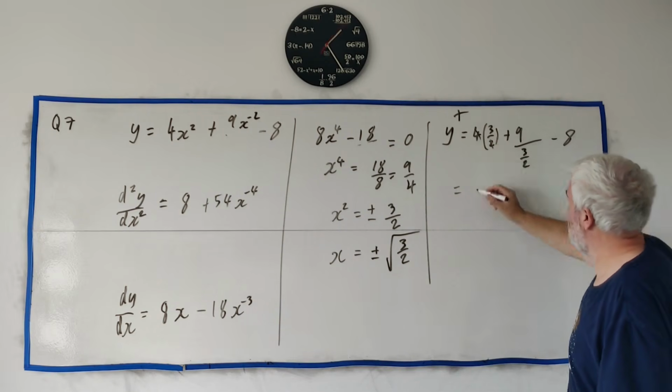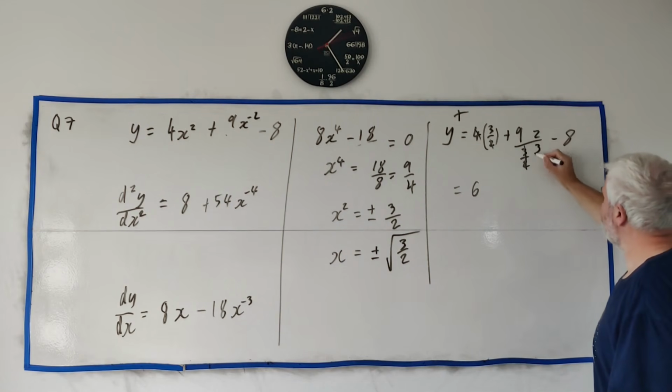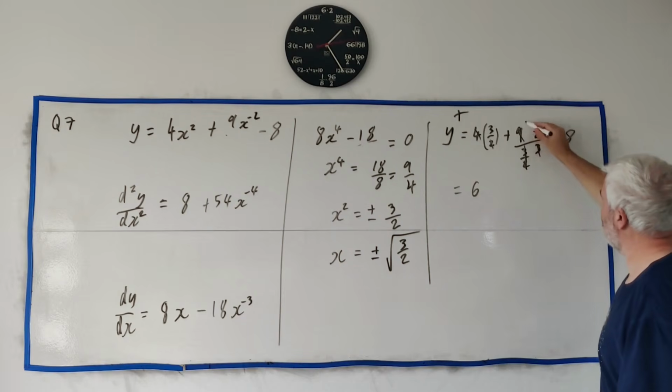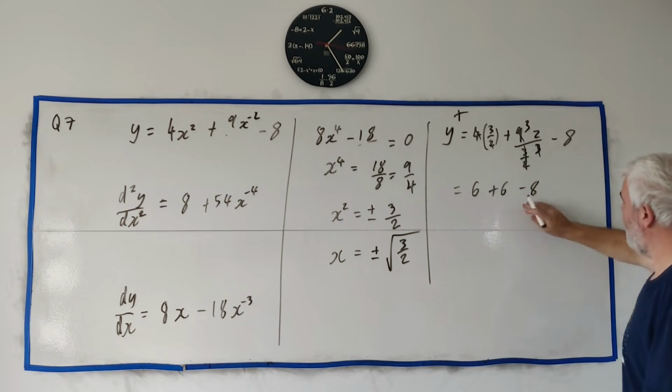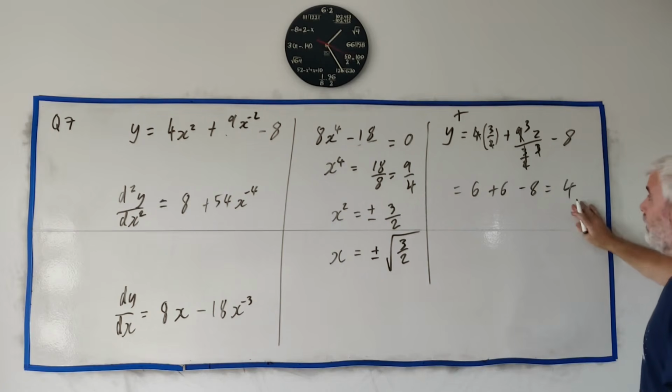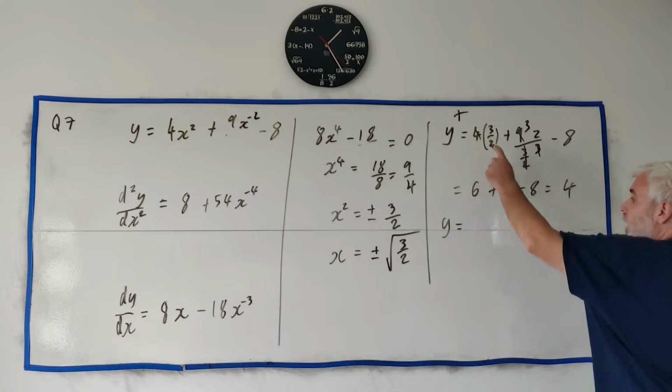See, 4 divided by 2, this becomes 6. Turn this upside down and multiply it. 3 goes in 3 times, that's a 6. And that's minus 8. That's 12 minus 8. That's 4. If you want to do it again as a minus, you will still get 4.